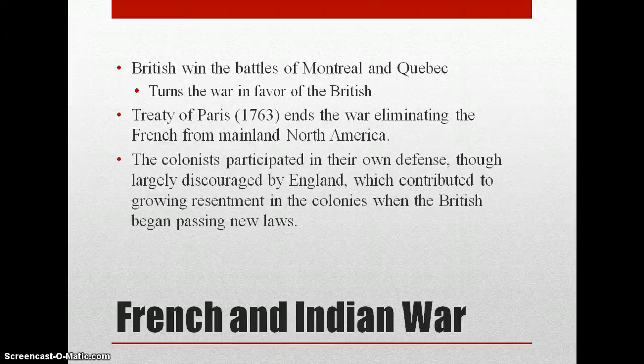Your colonists are going to participate in their own defense, even though they're largely discouraged by England, which contributes again to growing resentment in the colonies when the British begin passing new laws.